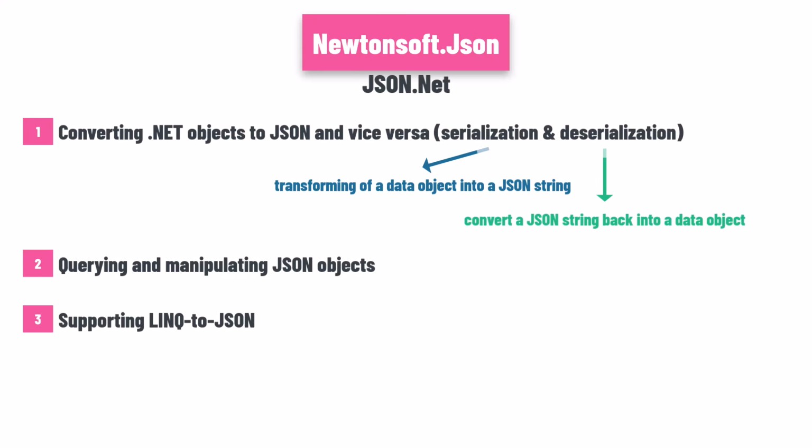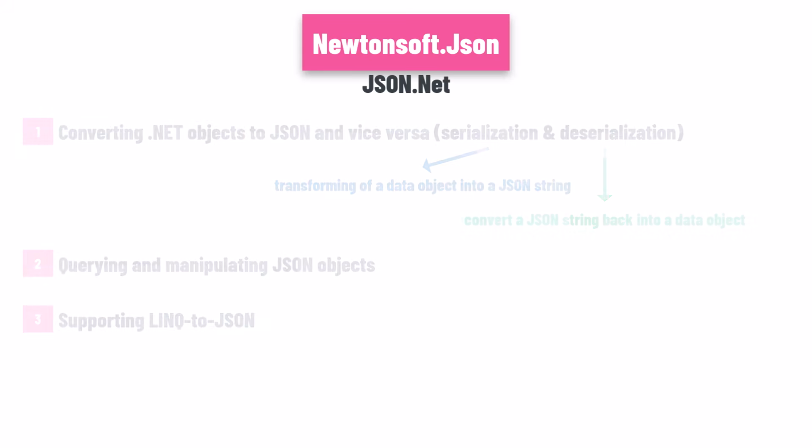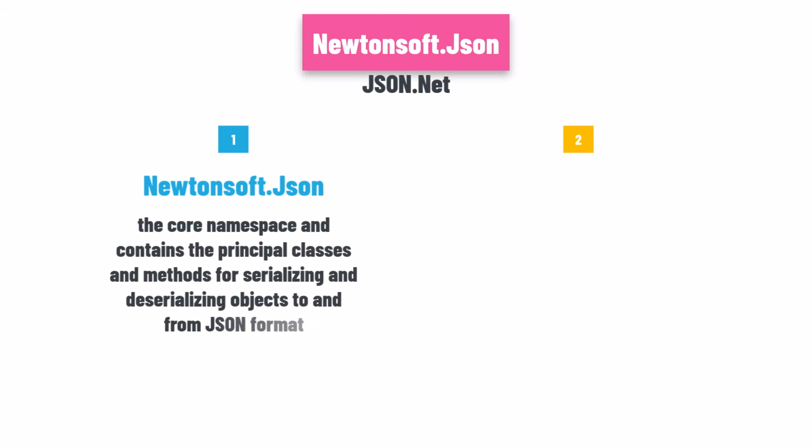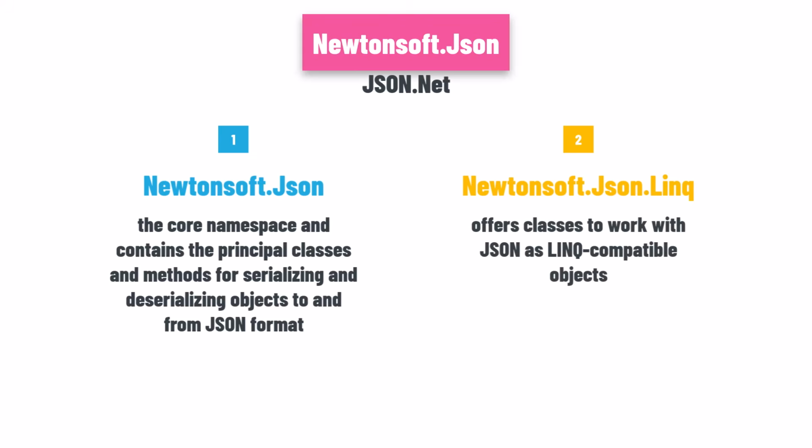JSON.NET contains different namespaces. I will talk about 2 namespaces in this video, which contain the most important classes and methods we need. These are Newtonsoft.Json. This is the core namespace and contains the principal classes and methods for serializing and deserializing objects to and from JSON format. Newtonsoft.Json.Linq. This namespace offers classes to work with JSON as LINQ-compatible objects. Let's check some of the most important classes and methods under both namespaces.